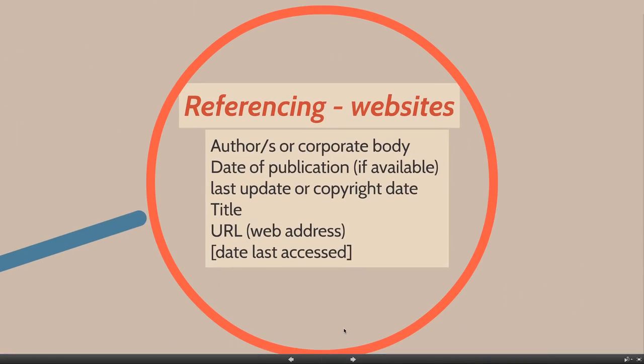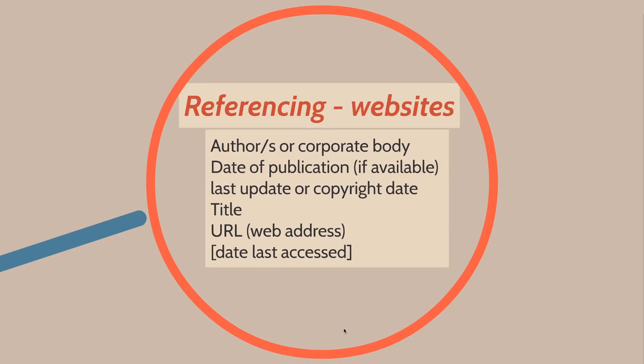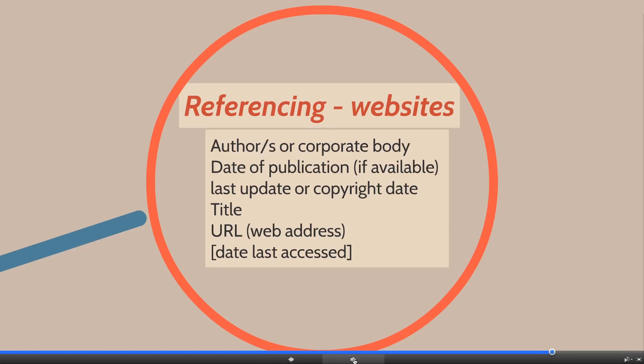If you're referencing a website, you need to start with the author or the corporate body, followed by the date of publication, if that's available, and that's often at the bottom of the website, followed by the last update or copyright date, followed by a title, that's of the page, followed by the URL, and followed by the date that you've last accessed the website, and you place that in square brackets.